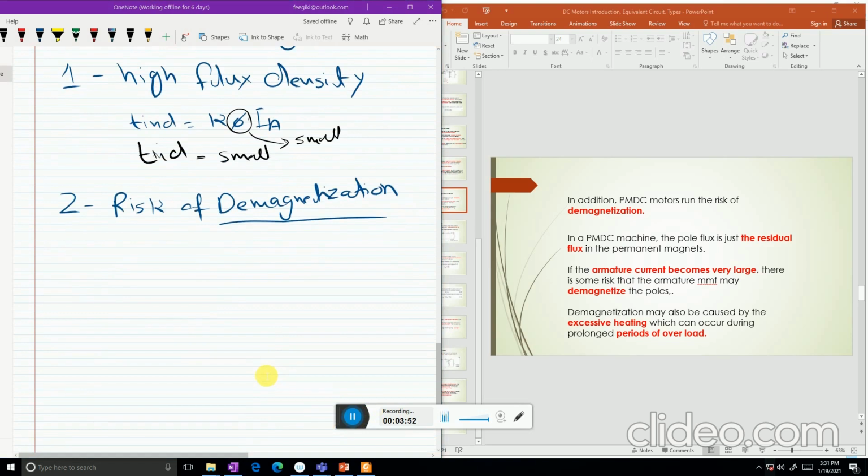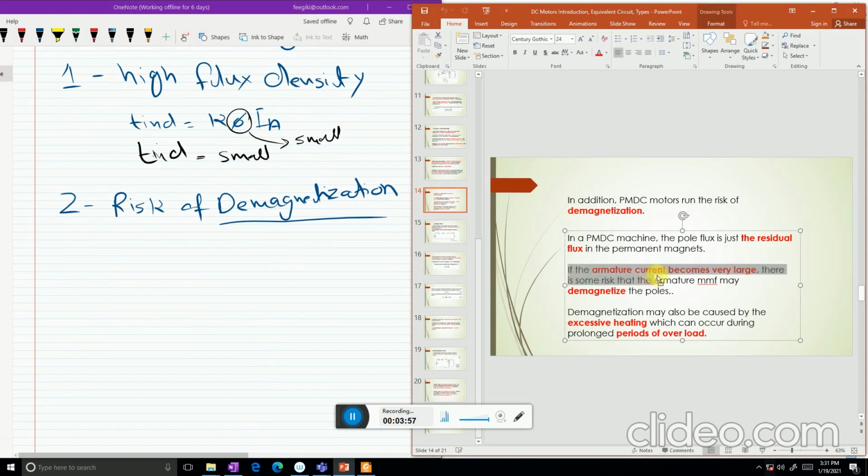The second risk of demagnetization can occur due to the armature current. If the armature current becomes very large, there is some risk that the armature MMF may demagnetize the poles. For example, the armature current has its own magnetic field, and this magnetic field may interact with the magnetic flux of the permanent magnets, and thus at some point it increases the flux, and at some point it may demagnetize these permanent magnets. So there is a risk of demagnetization in this permanent magnet DC machine.